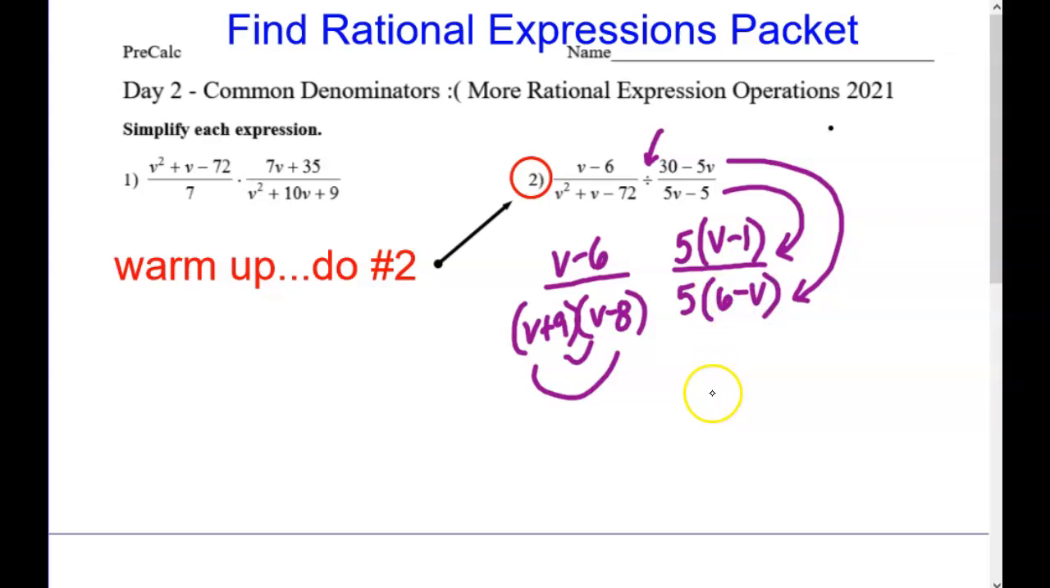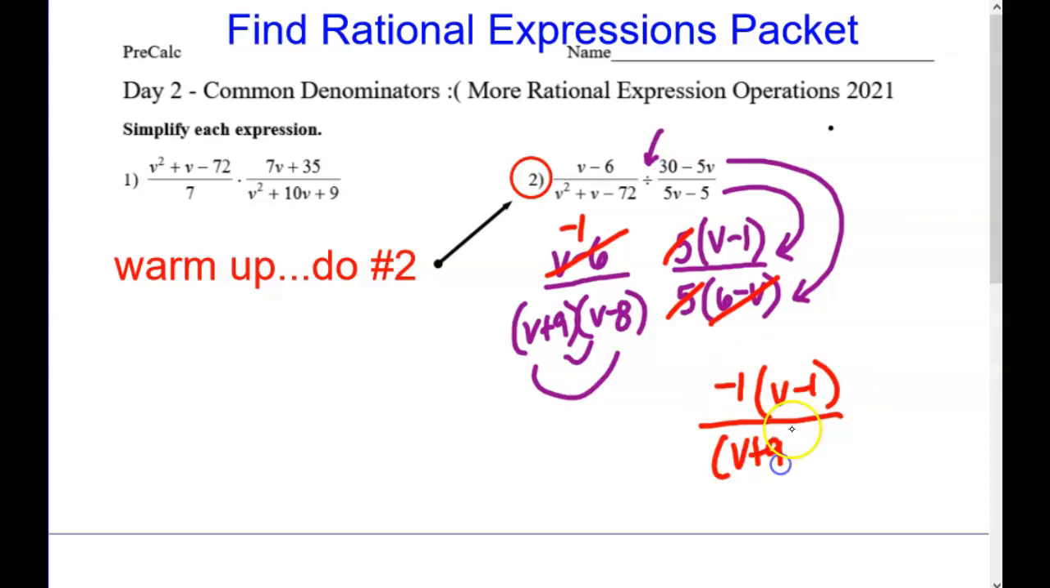All right. Unfortunately, this was not a huge amount of canceling, right? Unless I did something wrong. 5 cancels. And a 6 minus v cancels with a v minus 6. But do you remember what that means? Yeah, we need a negative 1 somewhere. So on the top, I have a negative 1 and a v minus 1. And in the denominator, I have a v plus 9 and a v minus 8.